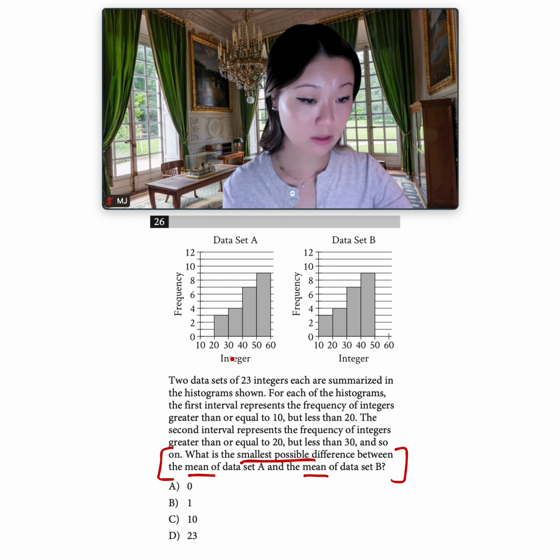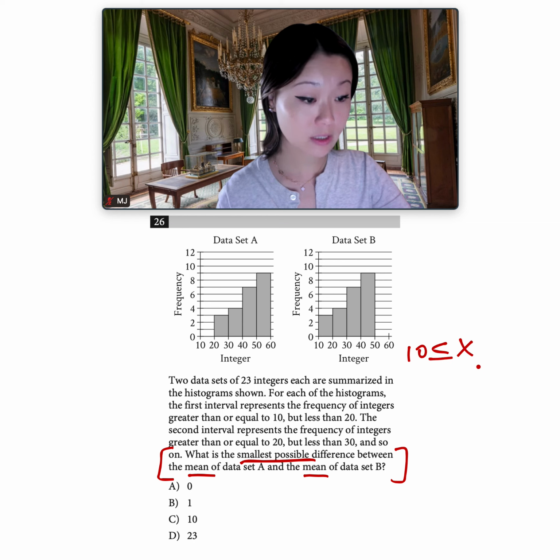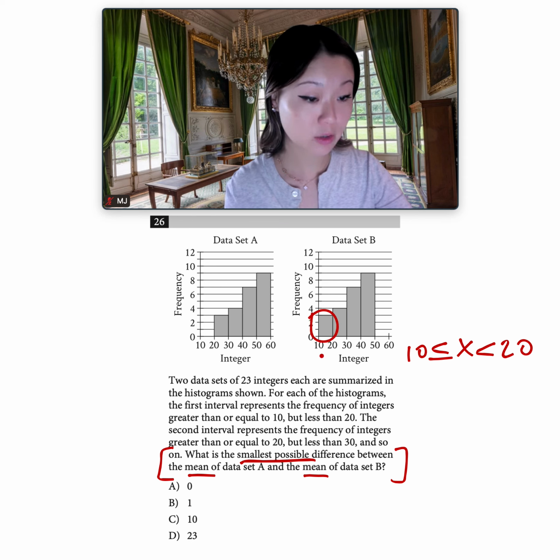So just to be clear as to what each of these histogram bars represent, the first interval is actually going to be equal or greater than 10, but less than 20. In other words, this first bar will include the bottom bound, but will not include the upper bound. So the biggest number that you can get here would be 19, and so on and so forth. And same thing here, the smallest number you could get here is 10, the largest would be 19.